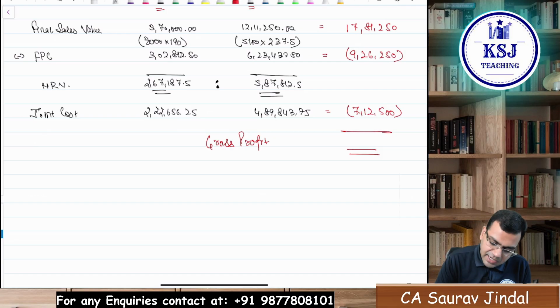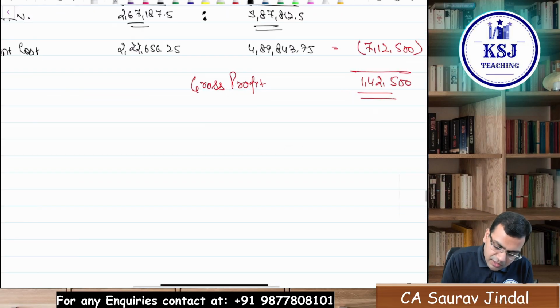If I subtract, I'll get 1,42,500. Right? Just check once. I think this is the figure that we'll get. Okay, I'll check. 17,81,250 minus 9,26,250 minus 7,12,500. Correct. 1,42,500. This is your gross margin.